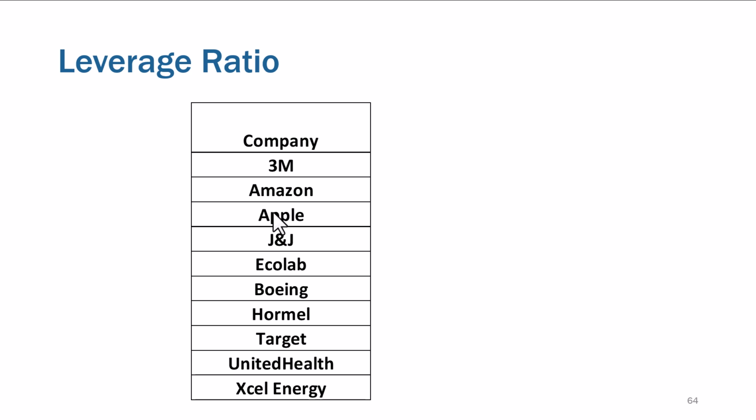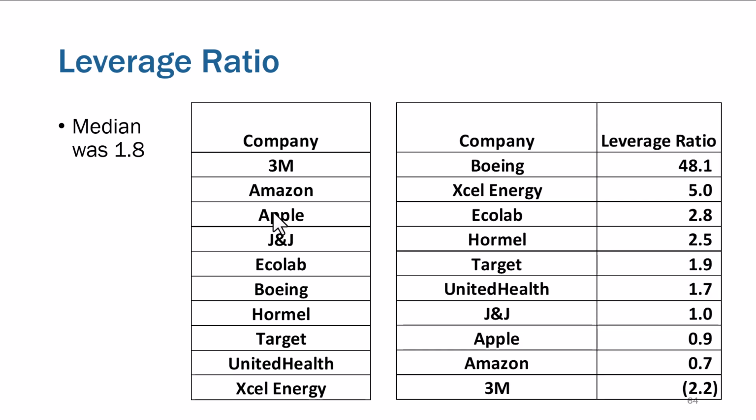Here's our sample companies right here. And we're first of all going to look at the leverage ratio, and the median is 1.8. So 1.8 is total debt compared to EBITDA. Which of these companies are going to have more debt compared to their EBITDA? And here is your answer. Now, if we want to talk through a couple of these at the extremes, Boeing and 3M we're going to talk about in a minute.